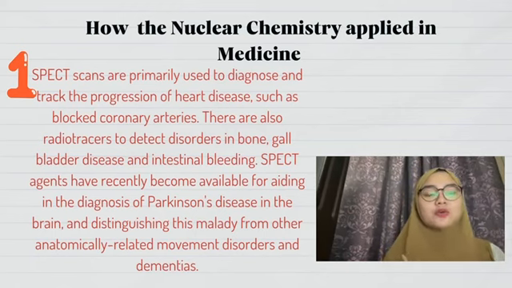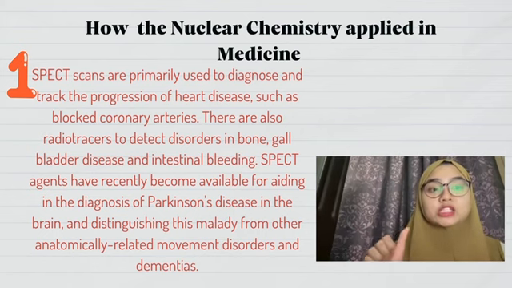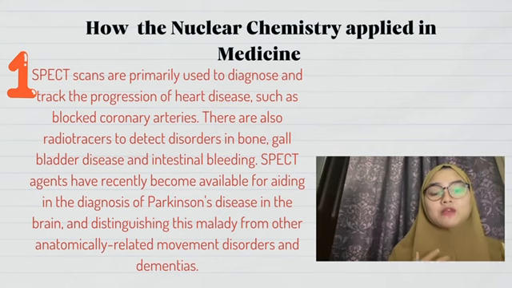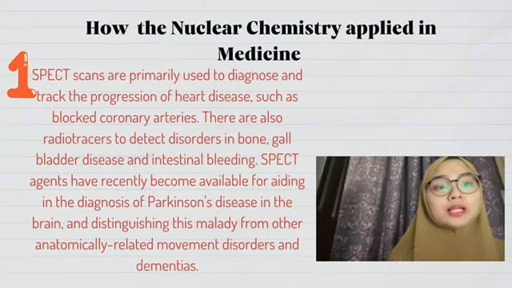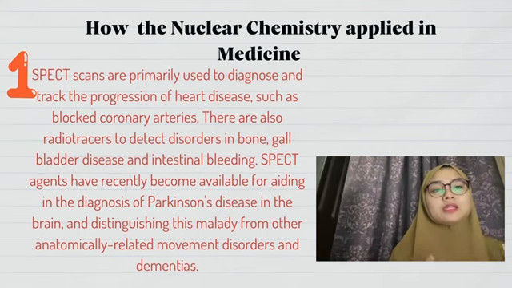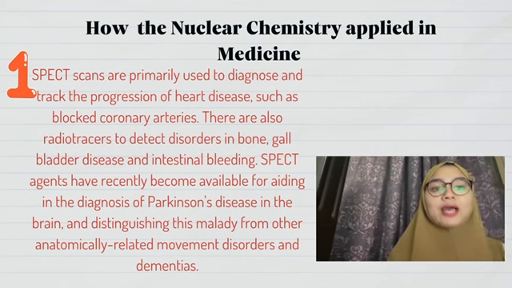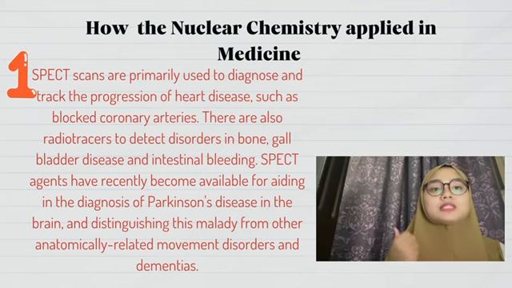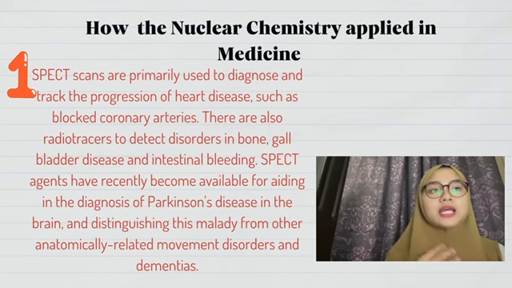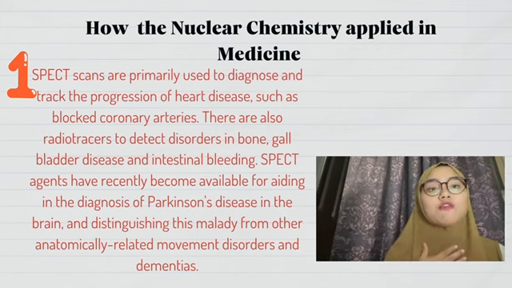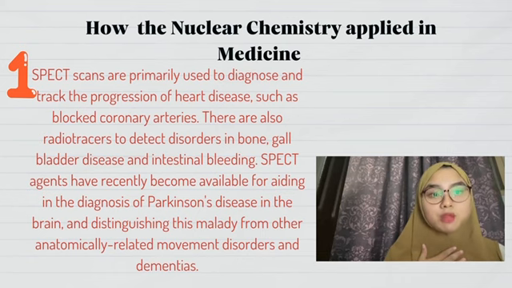Just now Go Chi-eun already mentioned the advantages and disadvantages of nuclear chemistry in medicine. But first of all, we need to know how nuclear chemistry is applied in the medical field. The first one that I will explain is SPECT scans, which stands for single photon emission computed tomography. These scans are primarily used to diagnose and track the progression of heart disease such as blocked coronary arteries.